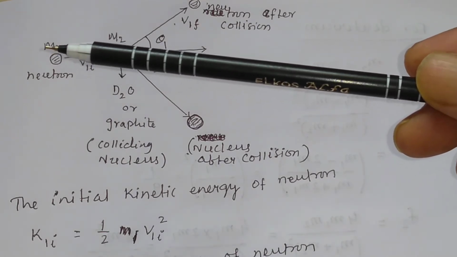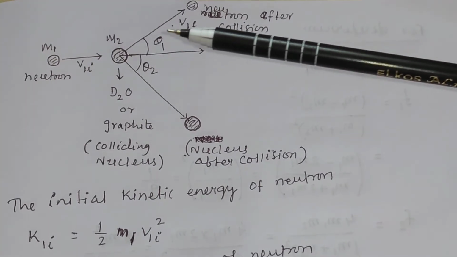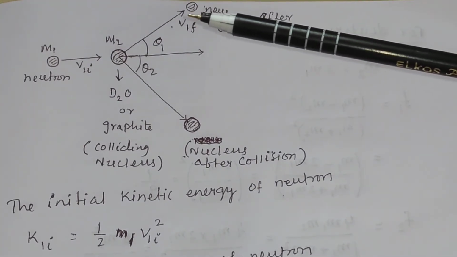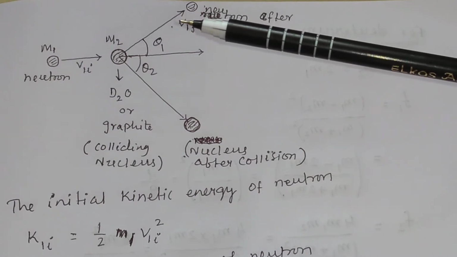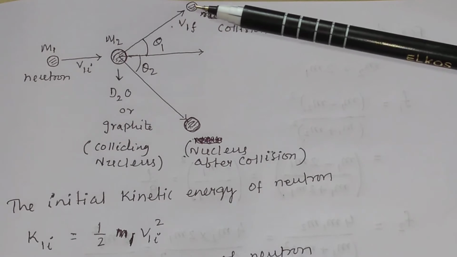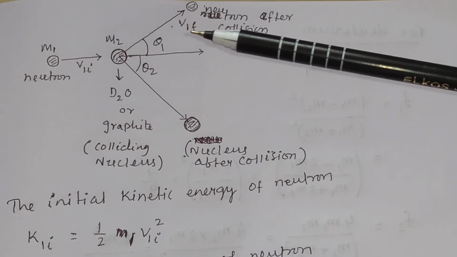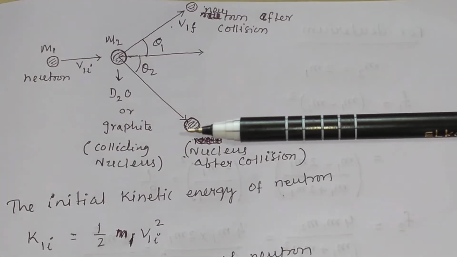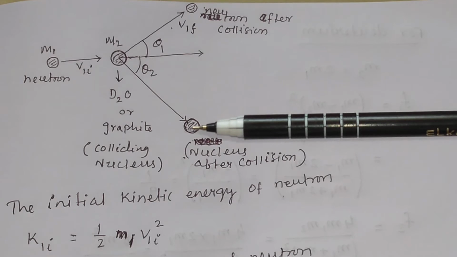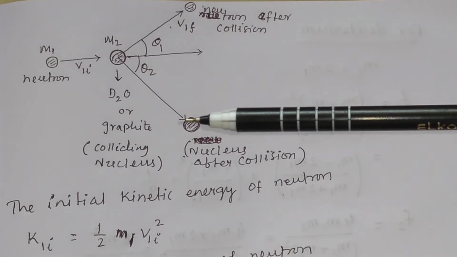Before collision the speed of the neutron is basically 10 to the power 7 meter per second, and after collision the speed of the neutron becomes approximately 10 to the power 3 meter per second. And this is the velocity v1f, the velocity of the neutron of mass m1 after collision, and this is v2f, the velocity of mass m2 after collision.